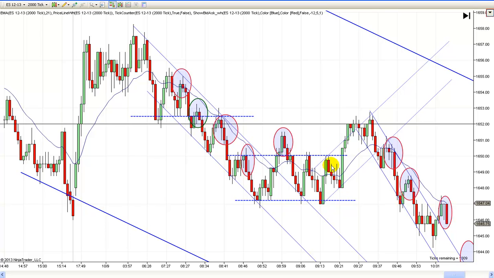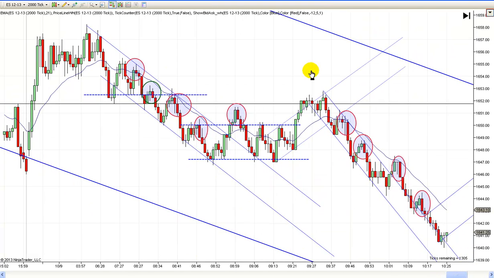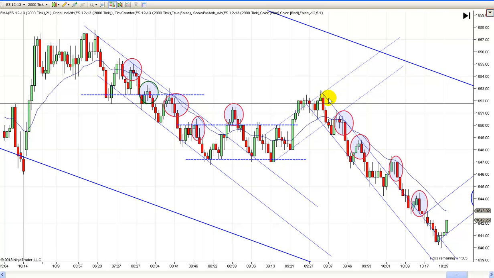I wouldn't have. The only reason I didn't like that one was because of the trend line break and the fact that we tried to go lower twice and couldn't. And there's a good chance you're going to reverse out of there at the end. And it did. It didn't go very far, but then it turns down again.